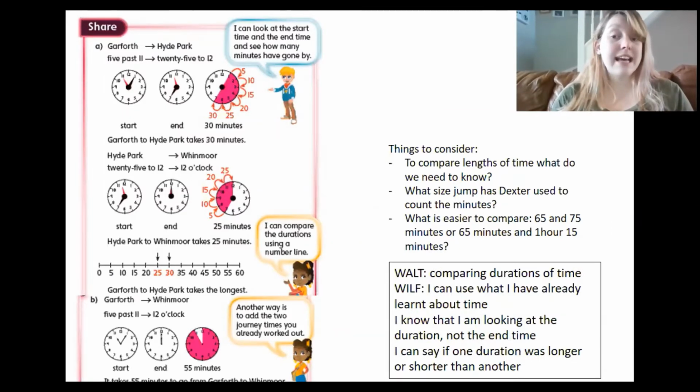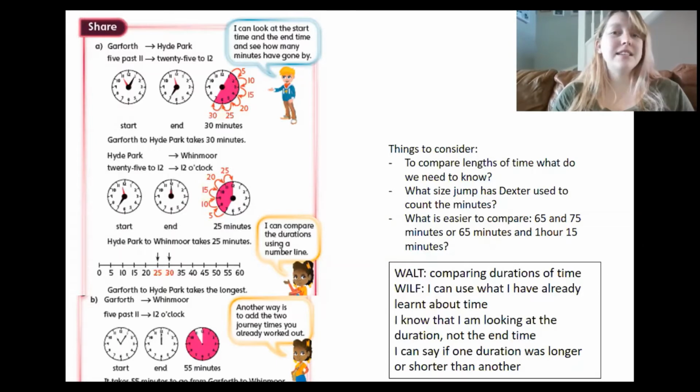So, like I've already said, today we are learning to compare durations of time. So the way that you're going to be successful today is you're going to use what you've already learned about time, and you're going to know that you're looking for the duration, how long the event took, rather than the end time. That's something that we spoke a bit about yesterday. And you're also going to be able to say if the duration of one event is longer or shorter than the duration of another event.